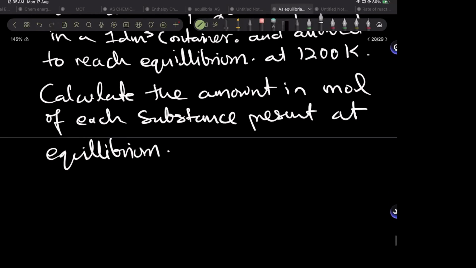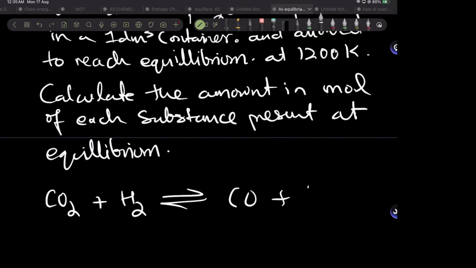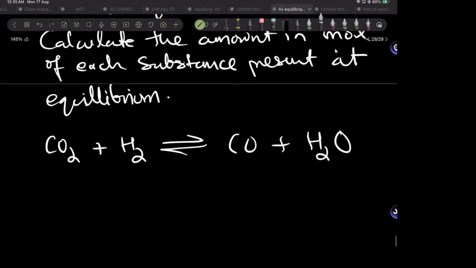All right. So you have the equation carbon dioxide plus H2 gas goes into carbon monoxide plus H2O. And you've been given the Kc value, that is Kc is equal to 1.44 at 1200 kelvins.